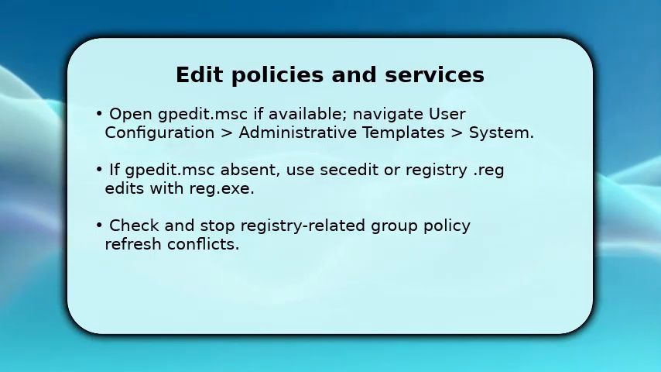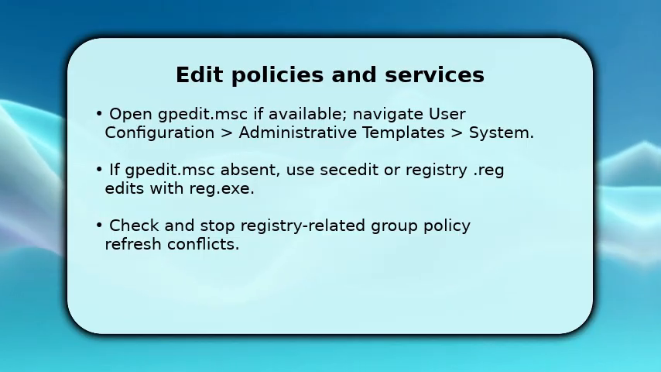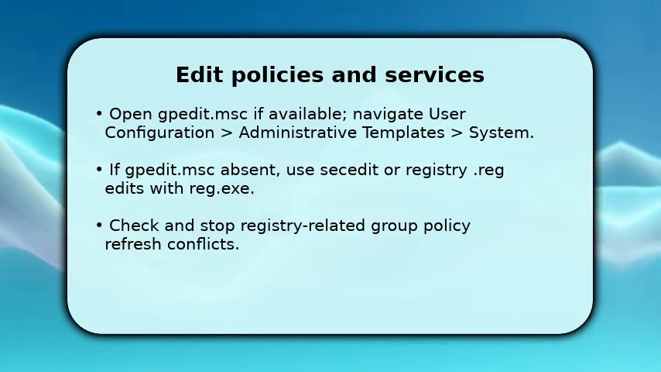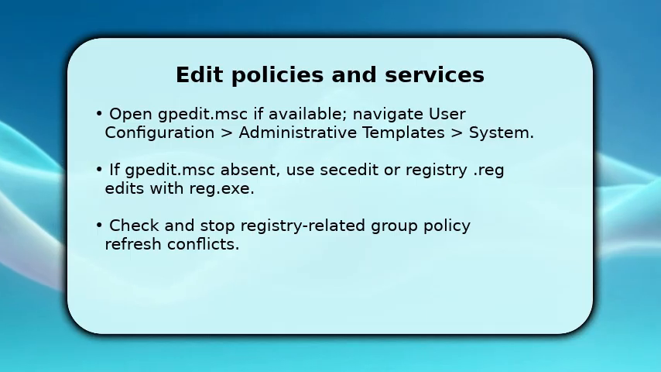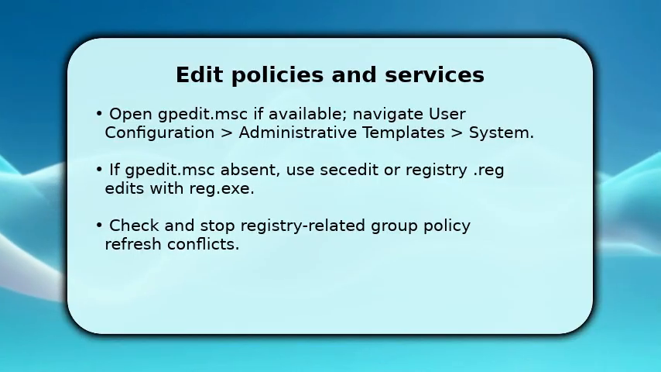If Group Policy Editor exists, go to User Configuration, Administrative Templates, System, and set Prevent Access to Registry Editing Tools to Disabled or Not Configured. Once done, force an update with gpupdate /force in an elevated prompt so policies take effect immediately.